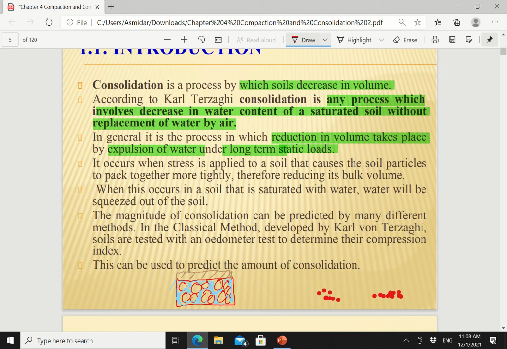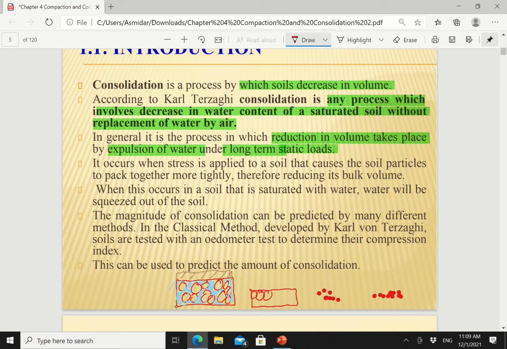Most of the time, for odometer testing, we run the test for more than 24 hours for the first loading. And of course, we have a set of loadings. All in all, maybe your odometer test will take about 7 days to complete. So next, when we have sustained the load, because consolidation is a process where we want to squeeze out the water, first the soil is in a fully saturated condition.